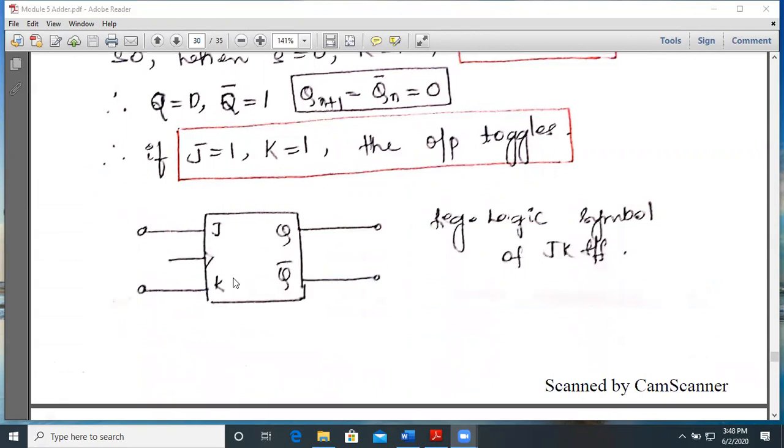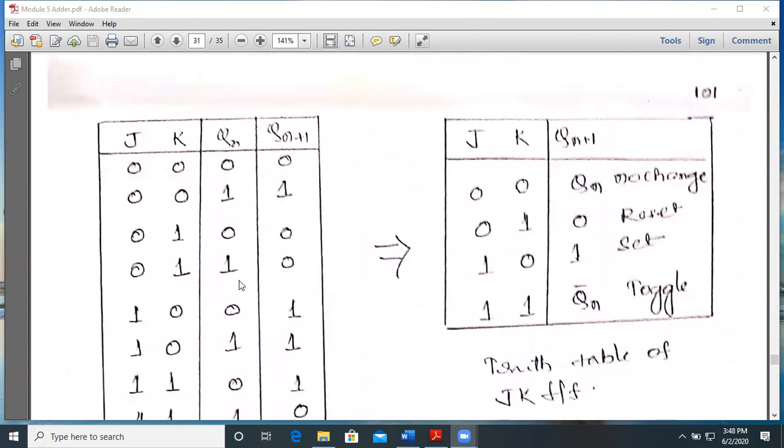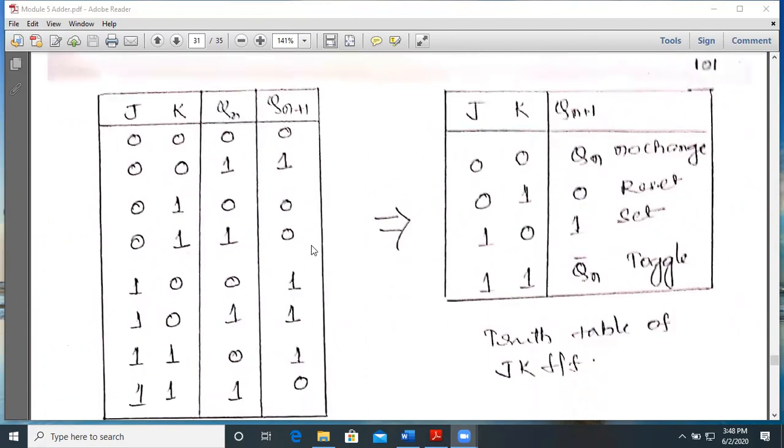So this is the logical symbol for the JK flip-flop, and here is the truth table. This truth table, whatever we have discussed now, that same thing is being written in the form of a truth table. So initially J and K are 0, 0, we are getting Qn plus 1 as the no change condition. Here what you need to see is, this is one row. Okay, so this is the second row, this is the third row, and this is the last row. Qn is the previous state.